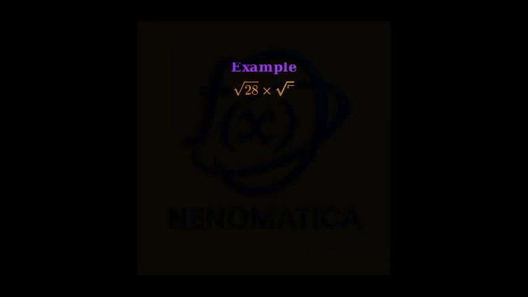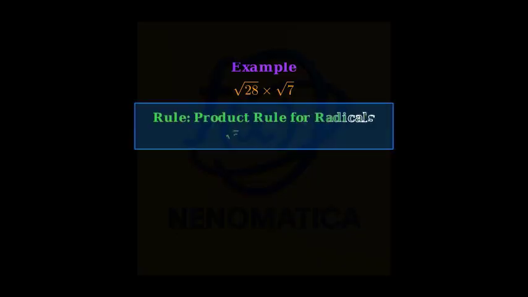Calculate the product of the square root of 28 and the square root of 7. To solve this problem, we'll use the product rule for radicals. This rule states that the product of radicals with the same index equals the radical of the product of the radicands.